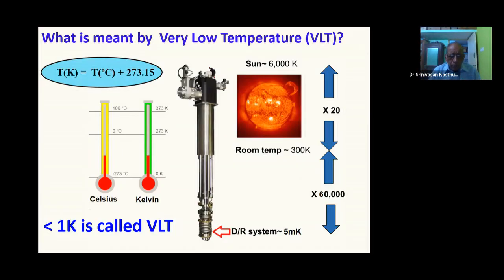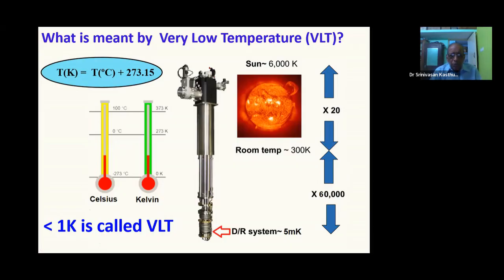We all know that the temperature in Kelvin is nothing but temperature in centigrade plus 273.15. So for example, you can see two thermometers which are shown in the slide. You see the thermometer in Celsius scale, 0 degrees centigrade, 100 degrees centigrade, and 0 degrees centigrade corresponds to 273 Kelvin, and then 100 degrees corresponds to 373 Kelvin. So this is the centigrade scale. The other one is the Kelvin scale.